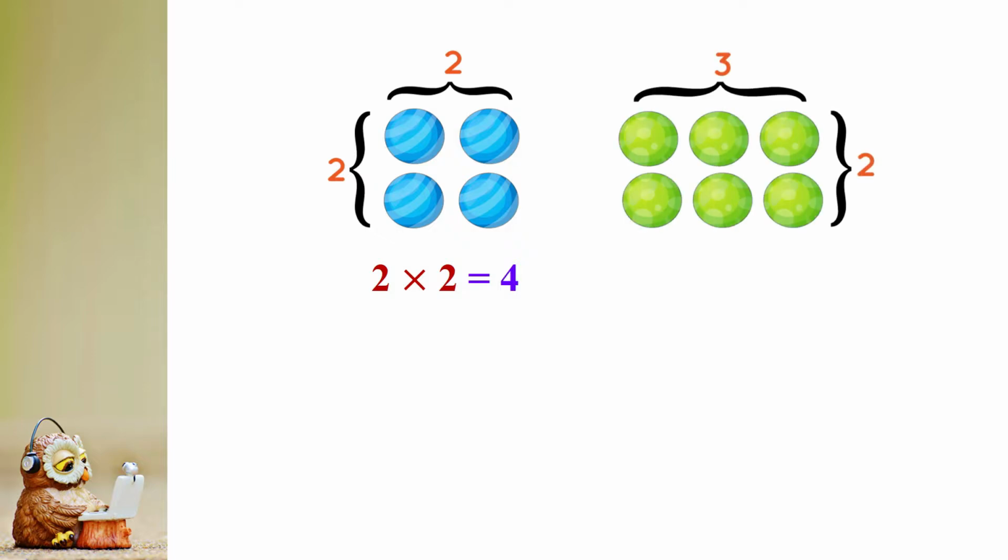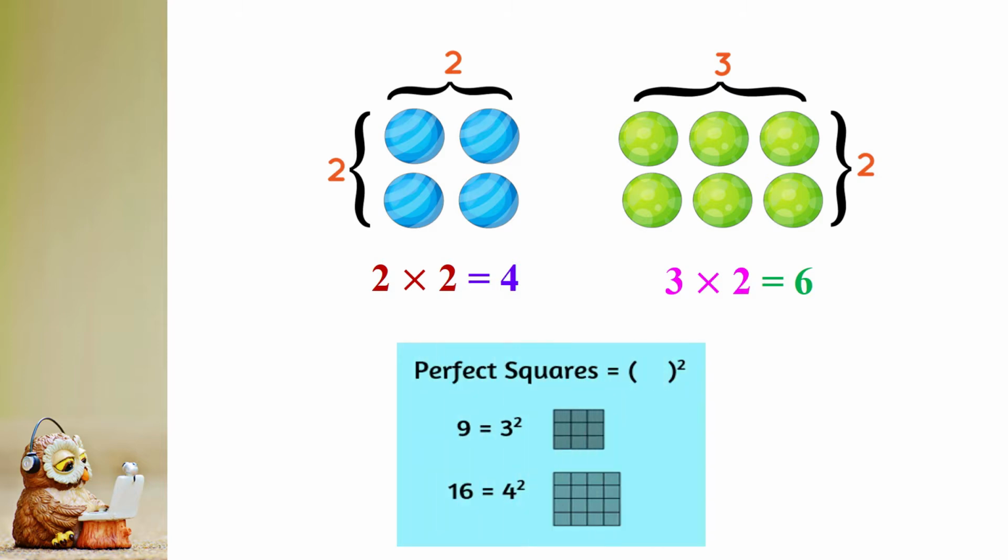Next, 6 green color balls arranged 2 rows and 3 columns. So, we can write 3 into 2 is equal to 6 or 2 into 3 is equal to 6. Both calculations are equal. See the other picture. What will you understand from this? Yes, here 2 into 2 is equal to 4, 3 into 3 is equal to 9, 4 into 4 is equal to 16. So, 2 square, 3 square, 4 square are perfect squares.